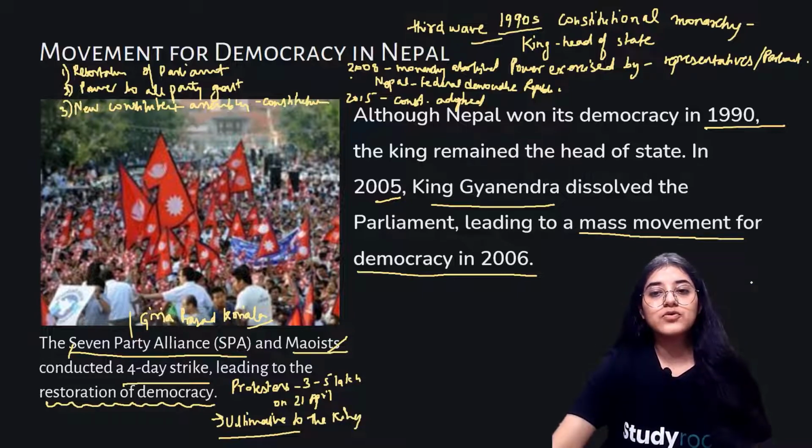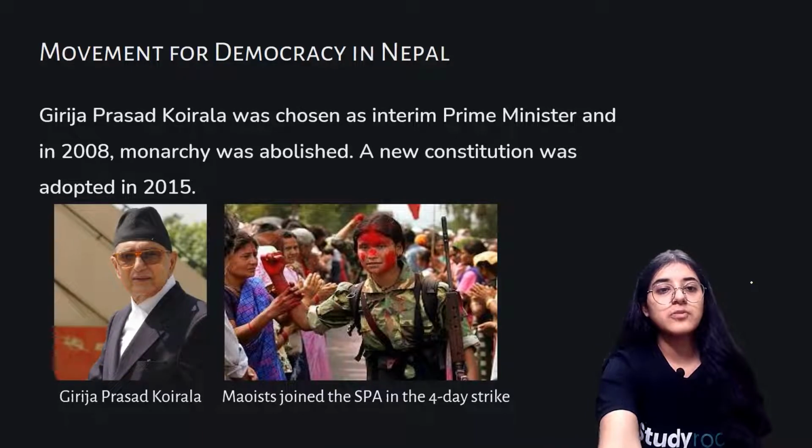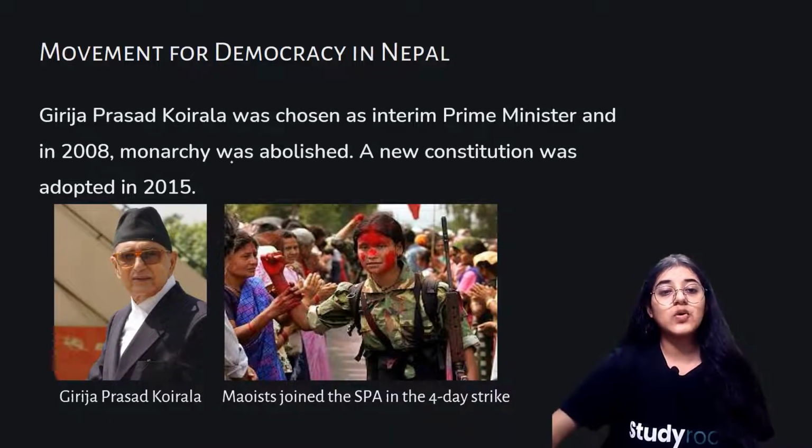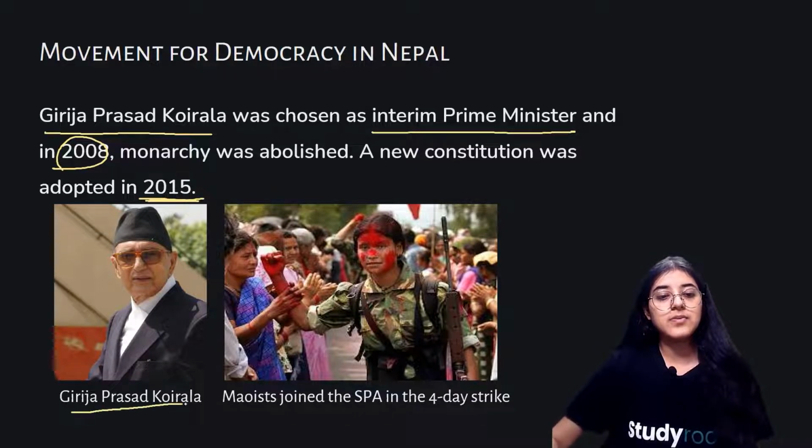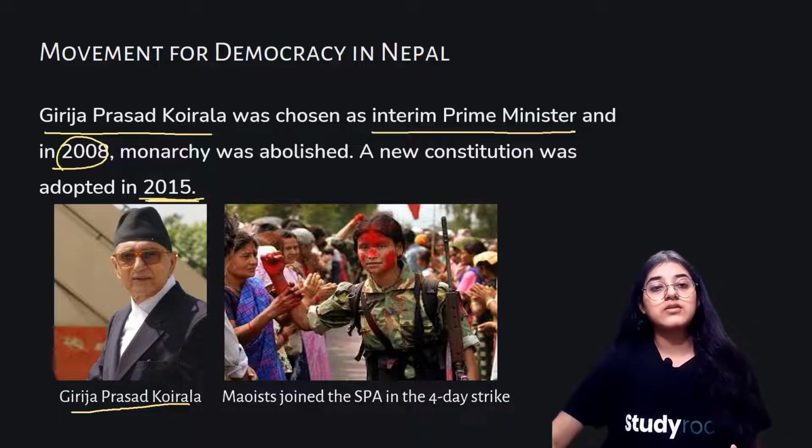Okay, so let's move to the next slide that we have. As I have talked about earlier as well, Girja Prasad Koirala was chosen as the interim prime minister in 2008. Monarchy was abolished also in 2008, and the new constitution was adopted in 2015. So he is Girja Prasad Koirala, and there were several Maoists who joined the SPA in this four-day strike, which turned into an indefinite strike later on. So that's how he was the new prime minister of the interim government in 2008, and monarchy was abolished and a new constitution was adopted in 2015.